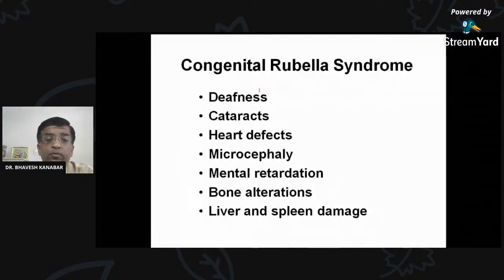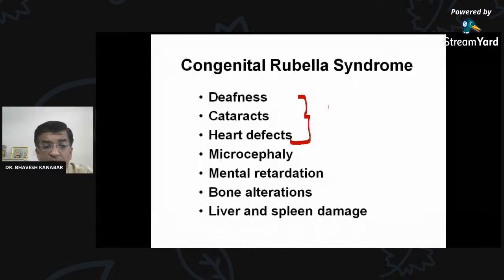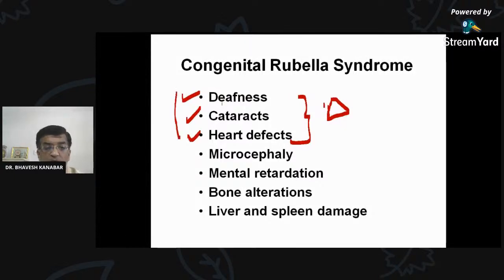What are the clinical features of congenital rubella syndrome? It is characterized by three main clinical features. It is called the triad of congenital rubella syndrome. Deafness, so the ears are affected. Cataract, eyes are affected, and heart defects. So first, remember these three main symptoms: deafness, cataract, and heart defect.